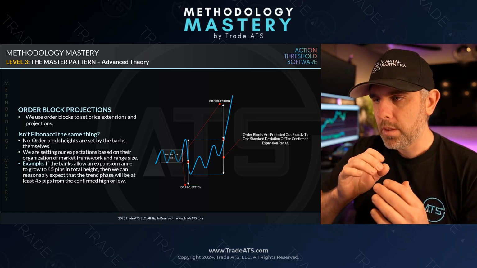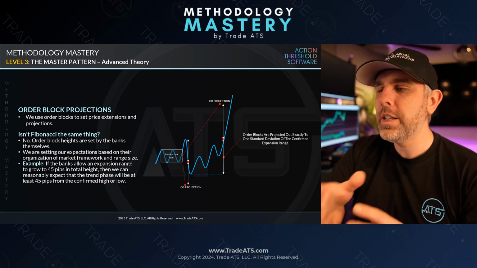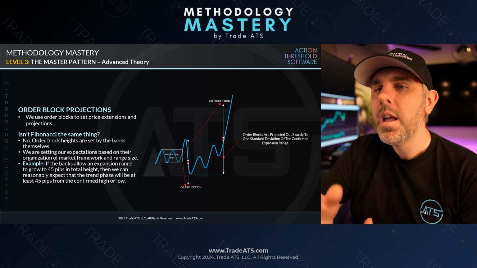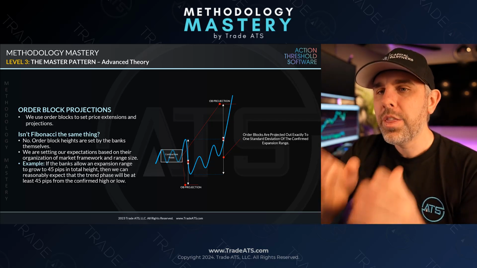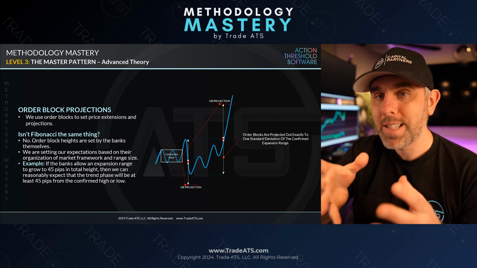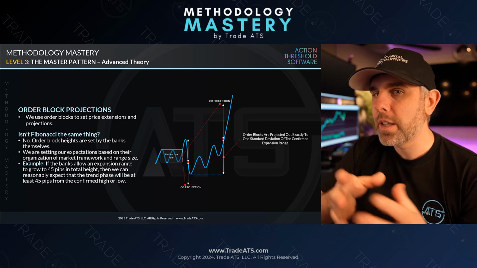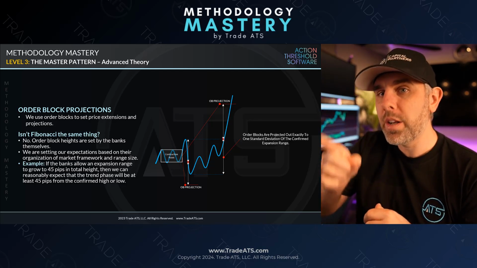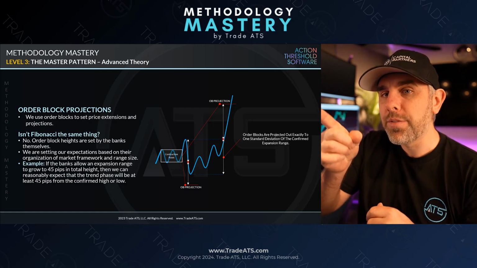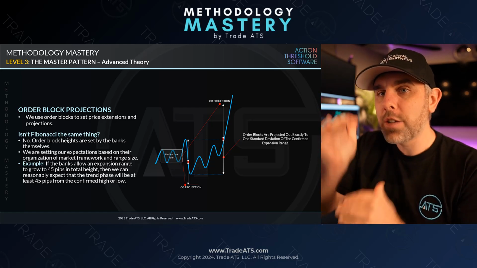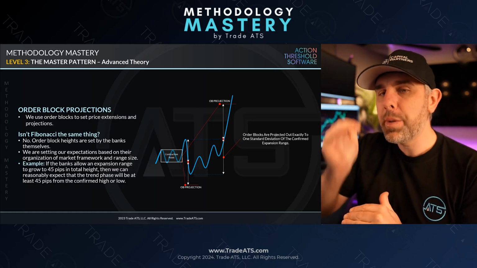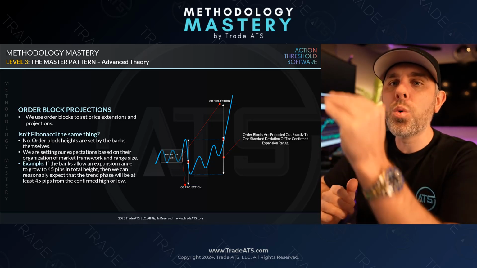So this is not, we could set Fibonacci's and different things at other levels in here, but we're specifically looking at the expansion size of the range. You think of the multi-leg expansion from 1 to 2 to 3 to 4. Every time we get a new number, 4 or 5, the expansion range is widening. Every time you get a break out of the other side of the range, you get a new order block projection.